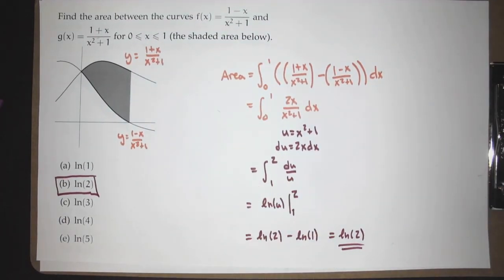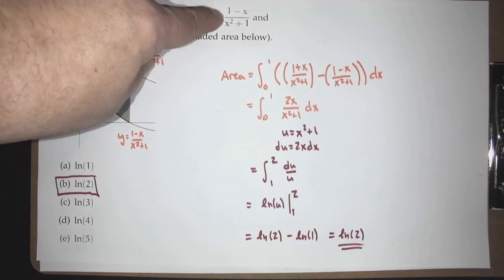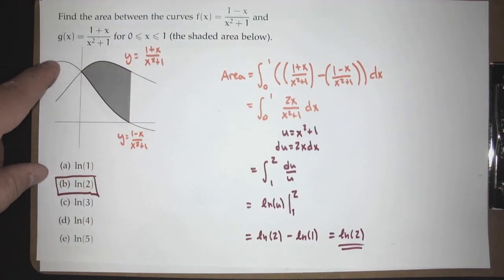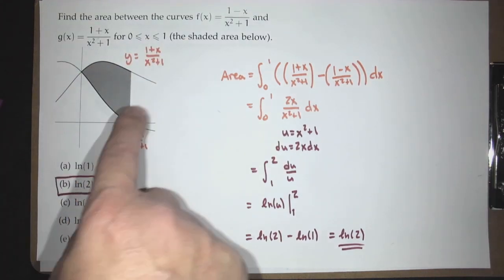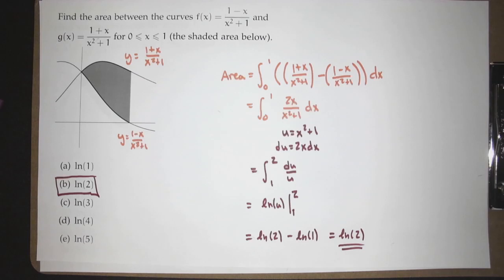All right, so it didn't explicitly tell us which functions are on top and which are on the bottom, but we can figure that out pretty quickly. For example, at x equals 1, you'll get 2 over 2, which is 1 here, but you get 0 over 2, which is 0. So the 1 plus x over x squared plus 1 is the top. 1 minus x over x squared plus 1 is the bottom. If you're looking for area, integrate from start to stop, 0 to 1, top minus bottom. There's no crossing, so we don't have to find where they cross and split into parts.